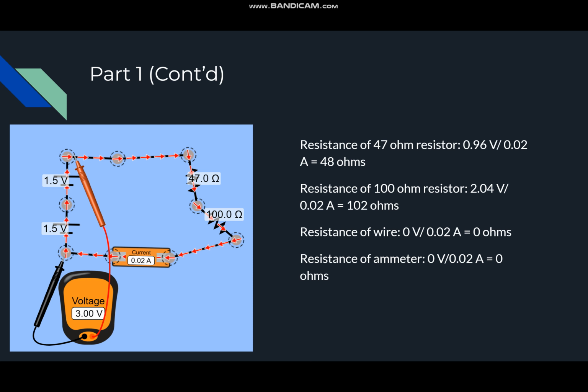Now I found the resistance of the 47 ohm resistor: 0.96 volts over 0.02 amps equals 48 ohms, that's close. For the 100 ohm resistor, 2.04 divided by 0.02 gives you 102 ohms, also close. The wire had 0 volts, so that's automatically 0 ohms. Same thing with the ammeter, 0 volts, 0 ohms.